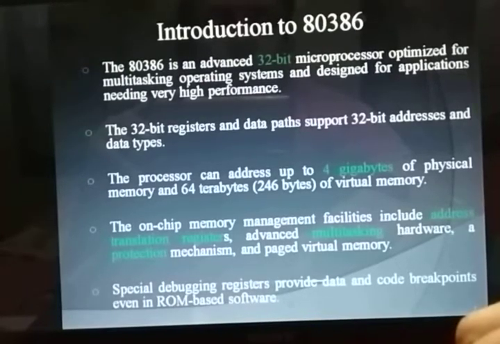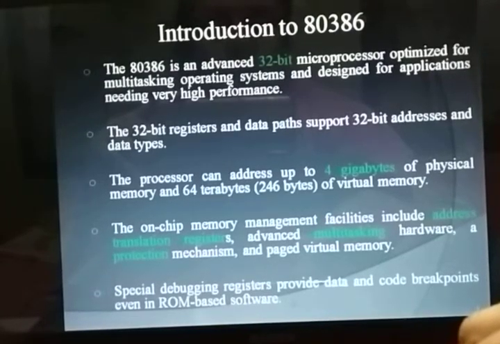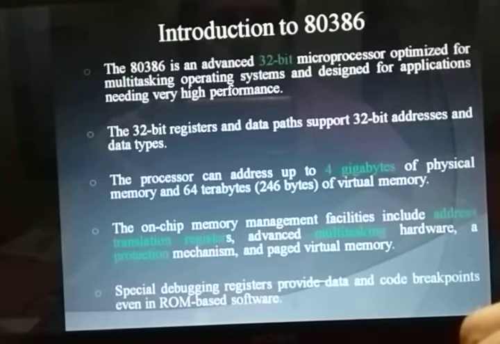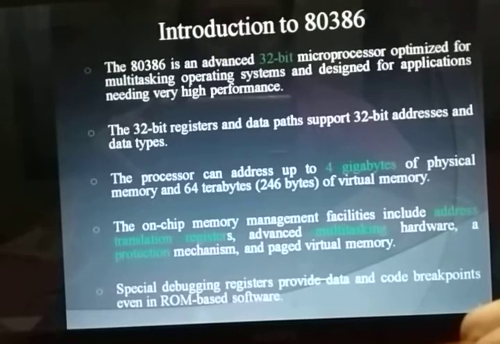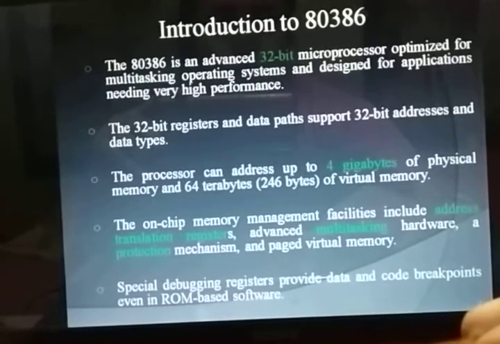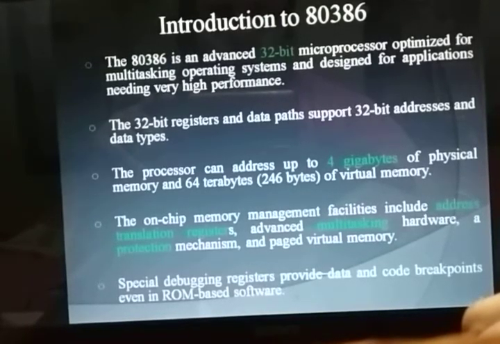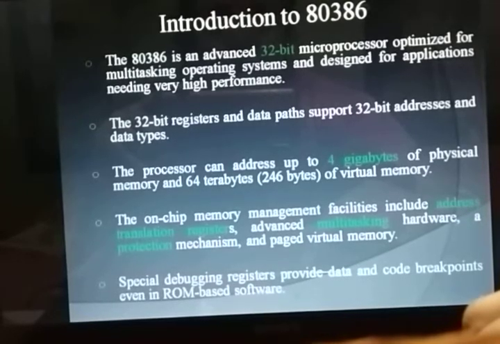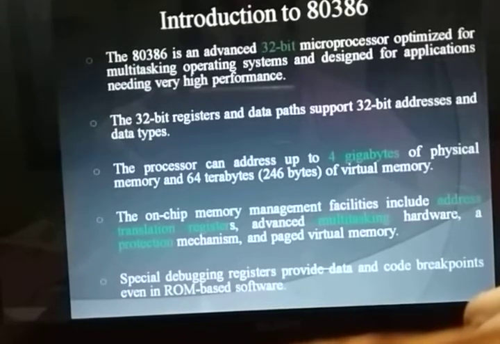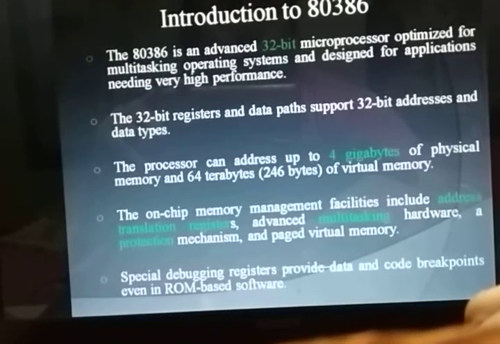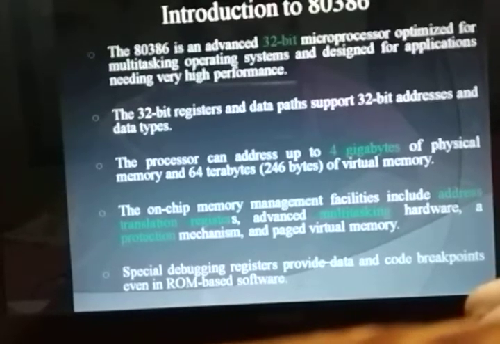In that case, you perform two steps for converting a logical address into a physical address. In the first step, you convert your logical address into a linear address, and in the second step, you convert your linear address into a physical address. For logical to linear conversion, you use the segment translation mechanism. And for converting linear address into physical address, you use the page translation mechanism. We will discuss these mechanisms later in this chapter. But here, this is the feature of the 80386.